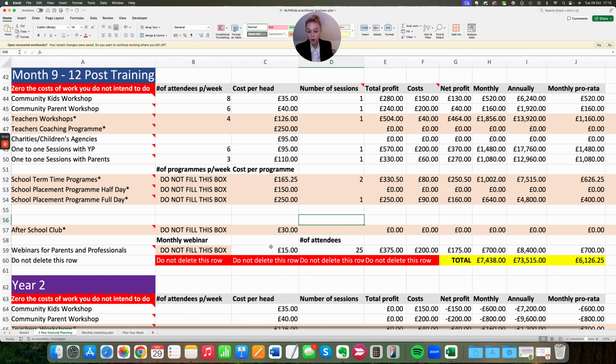And you might want to play around with some of the figures that I've suggested here to make them sound much more realistic for what you think is possible for this period of time and the time that you have got available to commit to your business. So you get the idea. I will leave it there.